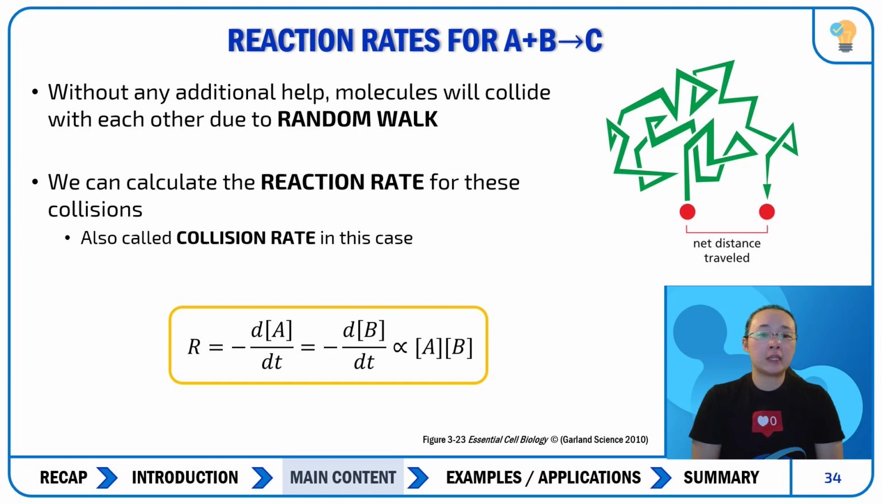So assumedly, we would have a reaction rate for a simple reaction where A plus B goes to C. Without any additional help, molecules usually collide with each other due to random walk. We can then calculate the reaction rate for these collisions. This is usually called the collision rate. So we calculate R is equal to negative dA over dt.